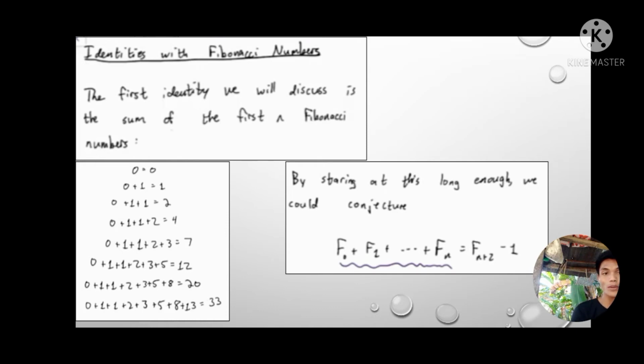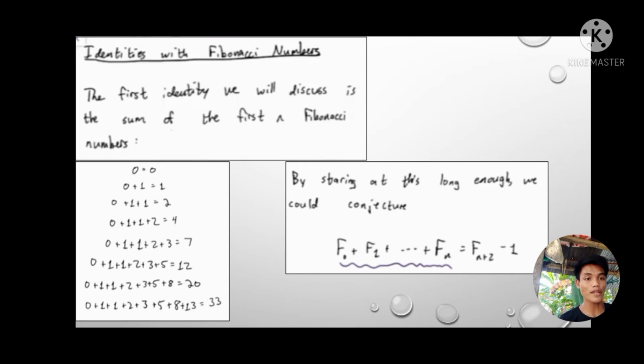0 is equal to 0. 0 plus 1 is equal to 1. 0 plus 1 plus 1 is equal to 2. 0 plus 1 plus 1 plus 2 is equal to 4. 0 plus 1 plus 1 plus 2 plus 3 is equal to 7. Then 0 plus 1 plus 1 plus 2 plus 3 plus 5 is equal to 12. 0 plus 1 plus 1 plus 2 plus 3 plus 5 plus 8 is equal to 20. 0 plus 1 plus 1 plus 2 plus 3 plus 5 plus 8 plus 13 is equal to 33.